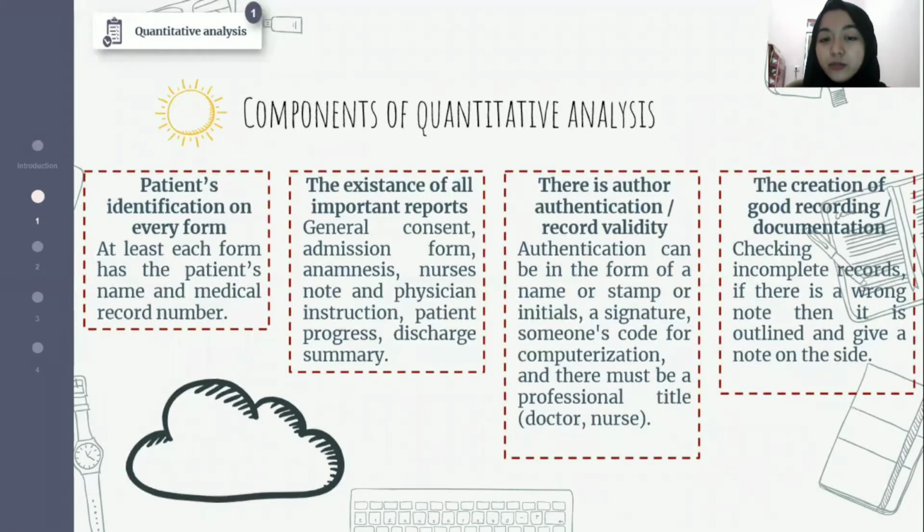3. There is author authentication or record validity. Authentication can be in the form of a name or stamp or initials, a signature, someone's code for computerization, and there must be a professional title. 4. The creation of good recording or documentation. Checking incomplete records. If there is a wrong note, then it's outlined and given a note on the side.